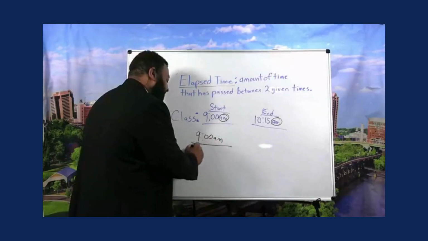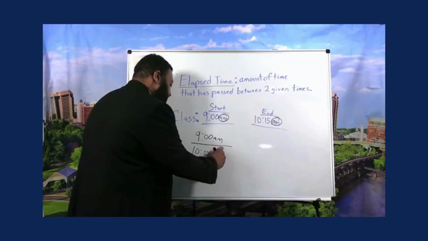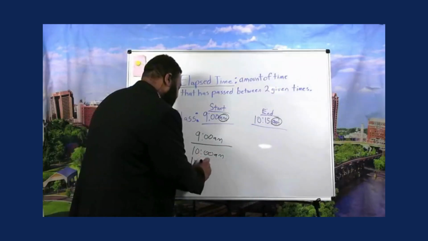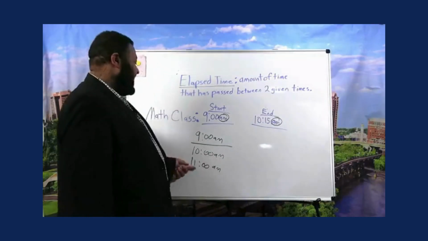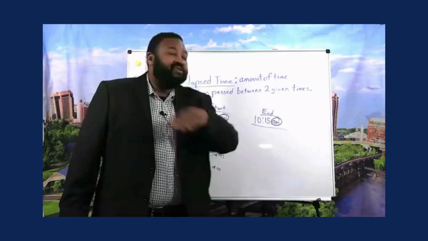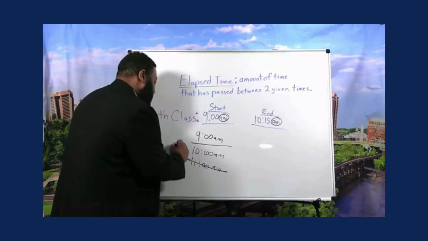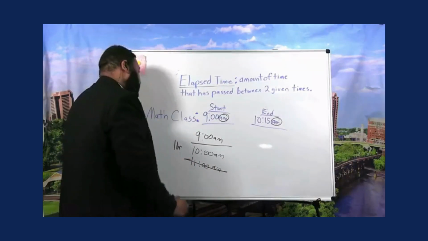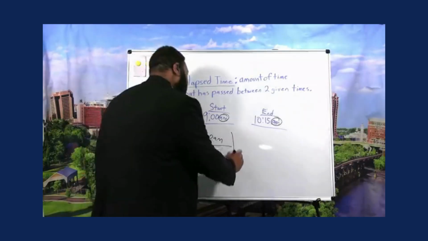What's going to happen here? What comes after 9 a.m.? 10 a.m. All right. What comes after 10 a.m.? 11 o'clock a.m. Uh-oh. 11 has gone over. We don't want to go over. So I'm going to cross this 11 o'clock out. So how many hours do I got? I got 1 hour.